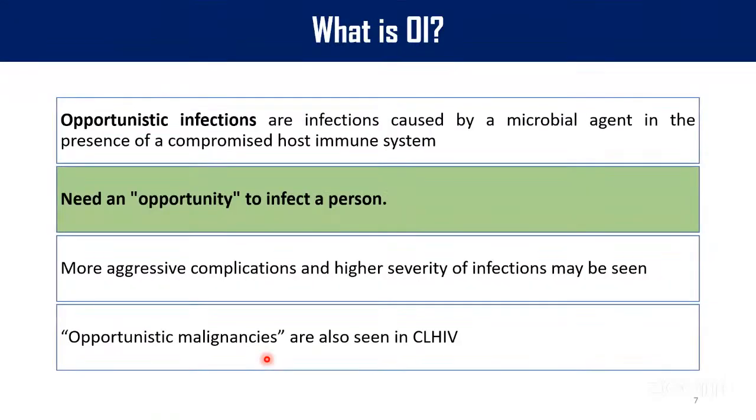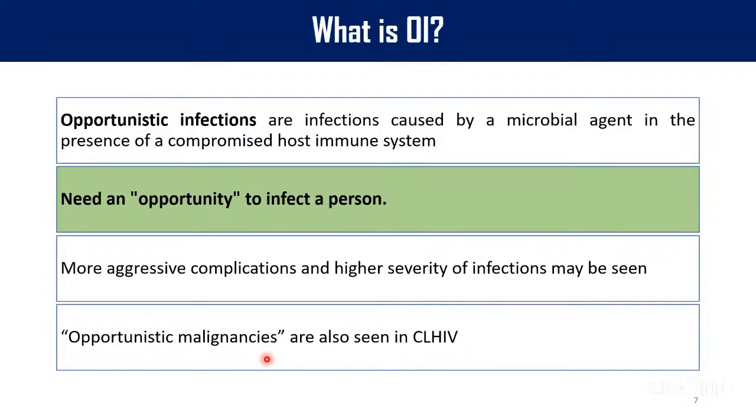So then what is OI? Opportunistic infections are infections caused by a microbial agent in the presence of a compromised host immune system. So it needs an opportunity to infect a person. That's why it's called opportunistic infection. So it's not that simple. Though we are seeing some unusual organisms infecting these hosts, which are commonly not seen in an immunocompetent host, that's in the classical sense, they are opportunistic infections.